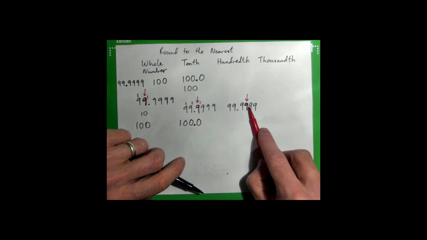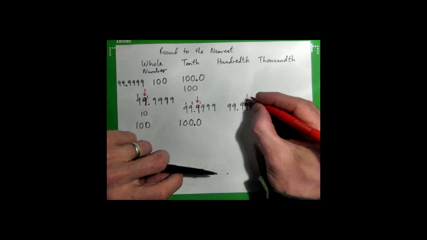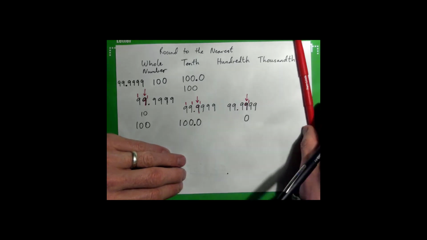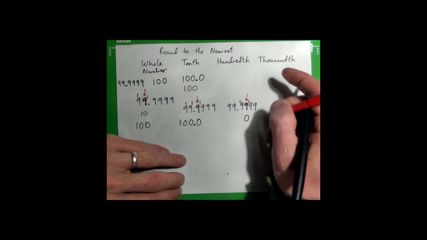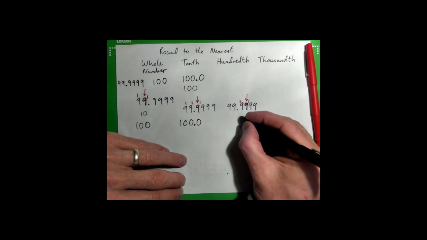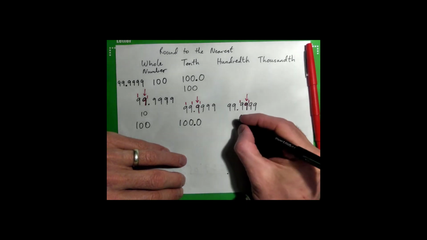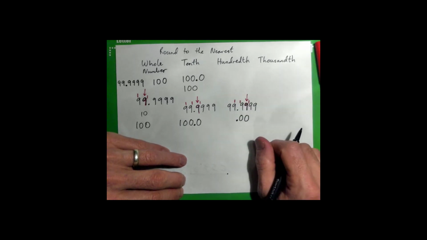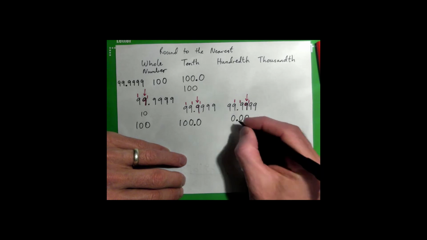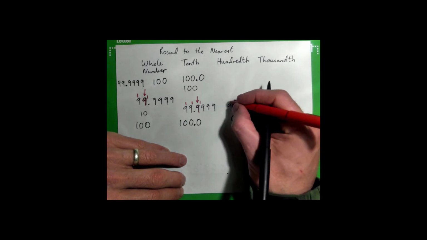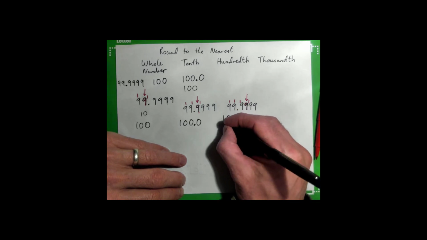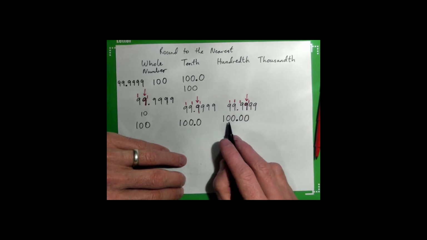If we round up, we add a 1 to this 9 here, which makes a 10. And then that adds another 1 to this. And that 1 and the 9 makes a 10. Put down the decimal point. And that adds another 1, doesn't it? And that 1 and the 9 makes a 10. And so that adds another 1 here. And that makes a 10. So you get 100.00.